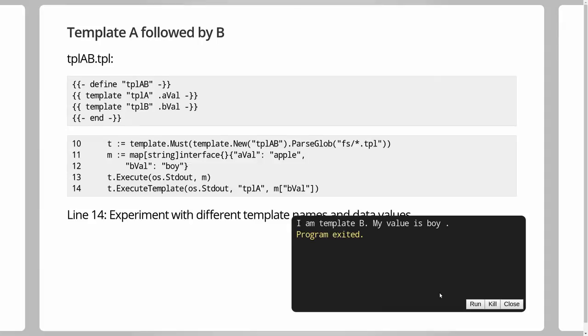If I change it to template A, it will blow up. Why? Let's see why. I'm asking template A to execute with the map B value. And B value is void. I should actually change it to A value. Run it, apple. If I replace it with the dot, what do you think will happen? With a dot. Always replace templates with dots, will blow up. It'll blow up because that's a colon. Is that a dot? Dot.